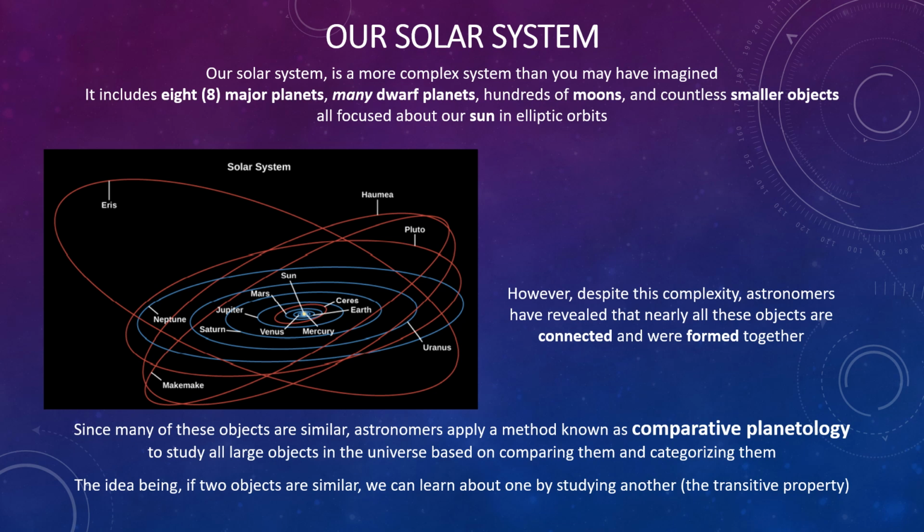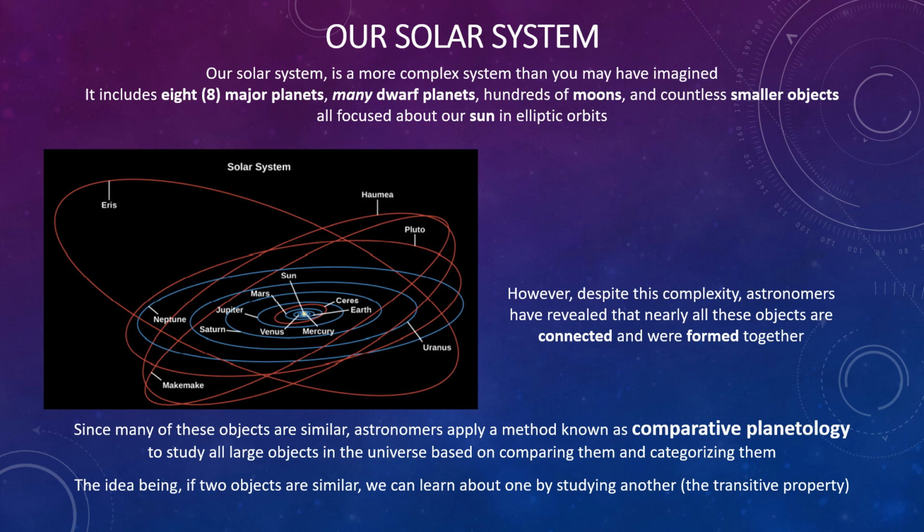There are also hundreds of moons in our solar system. Saturn and Jupiter each have over 60 moons. And there are countless other smaller objects, like comets and asteroids, which are all focused about our sun in elliptical orbits. However, despite this being a very complex system, astronomers have discovered that nearly all of these objects are connected and were formed together.